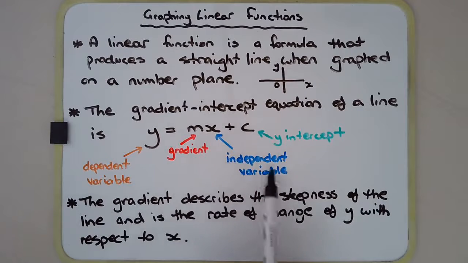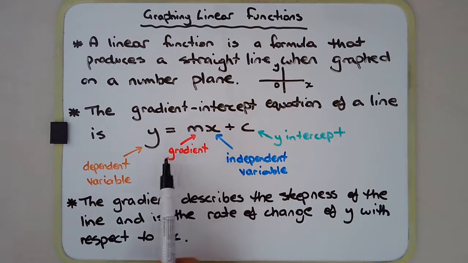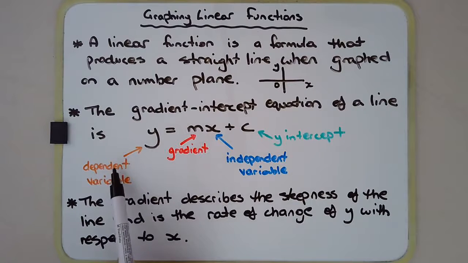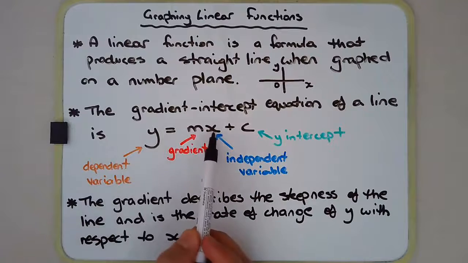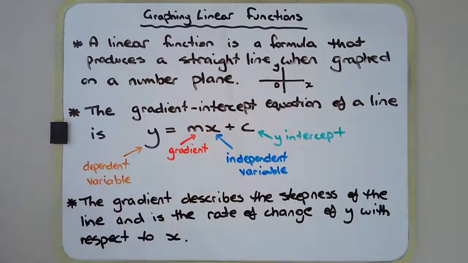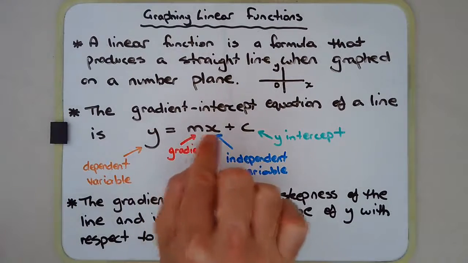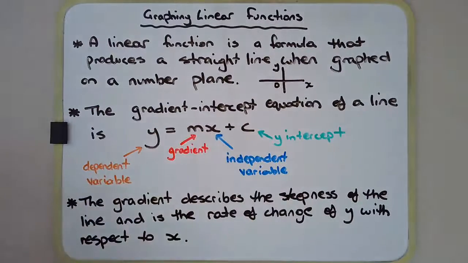x is what we also call the independent variable, the variable that we can vary, that we have some control over. The gradient is represented by the letter m. And y is what we call the dependent variable. This is the variable that changes depending on what happens with x. So you can change the value of x and see what happens with the y value. Being linear, it means that for any set change in x, the change in y will correspond to that, or some scale factor of that.